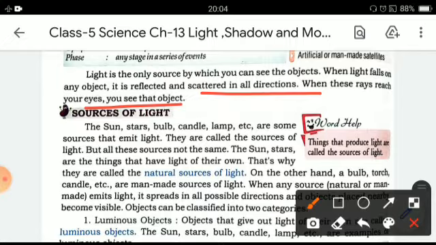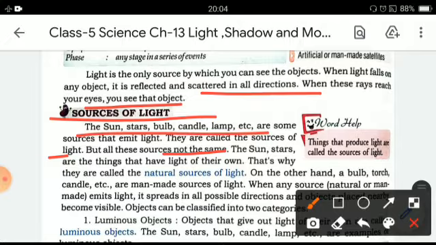Now let's read about the sources of light. The sun, stars, bulb, candle, lamp, etc. are some of the sources of light that emit light. That means they give us light, and they are called the sources of light. But all these sources are not the same.